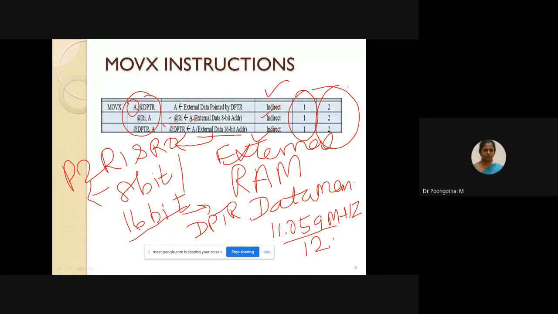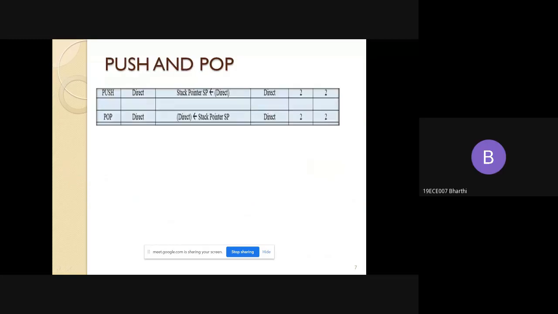I will cover all these concepts in your 4th unit. Based on your address, the number of machine cycles can vary. @DPTR requires 2 machine cycles, and an 8-bit address requires 1 machine cycle. That's based on the address, and it also depends on your internal clock frequency. Is that clear? Yes, ma'am. Okay.